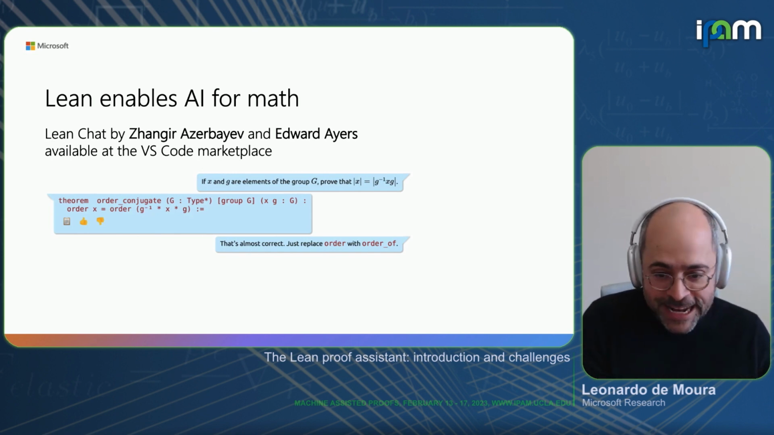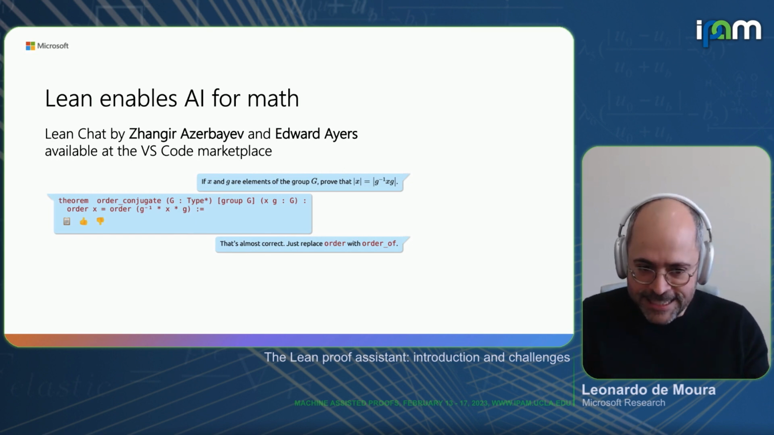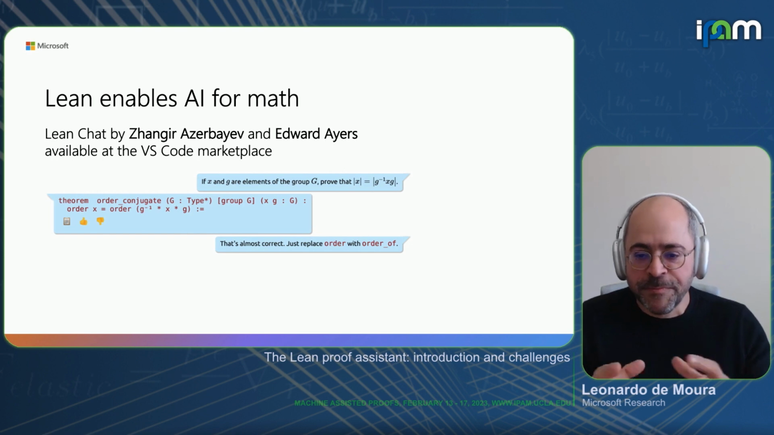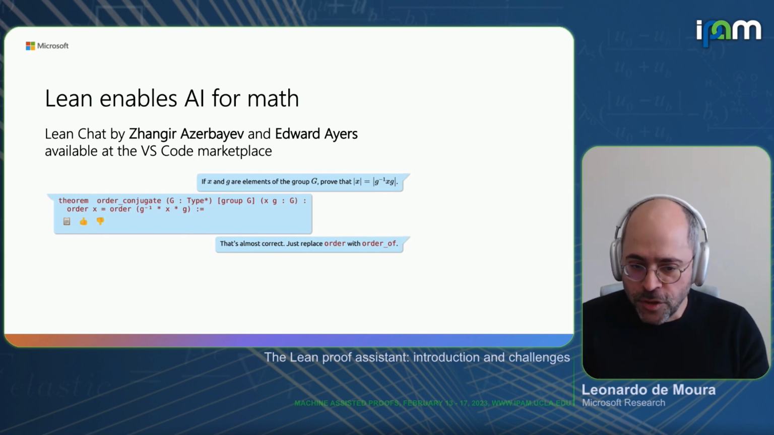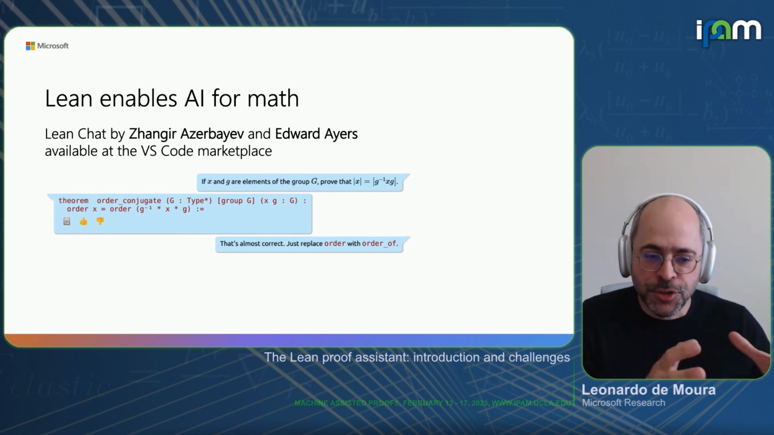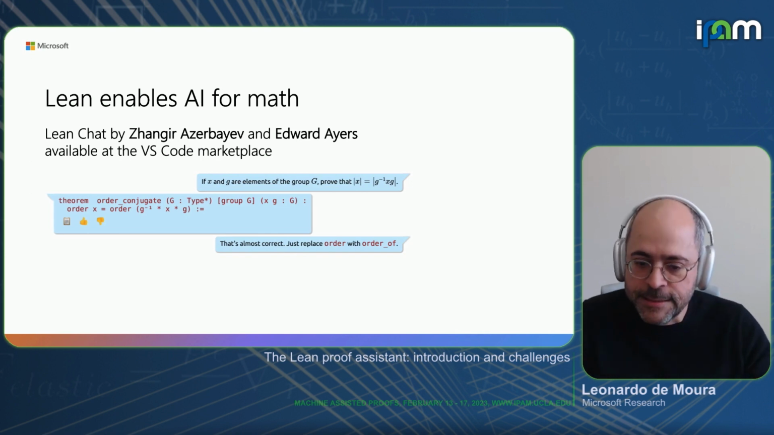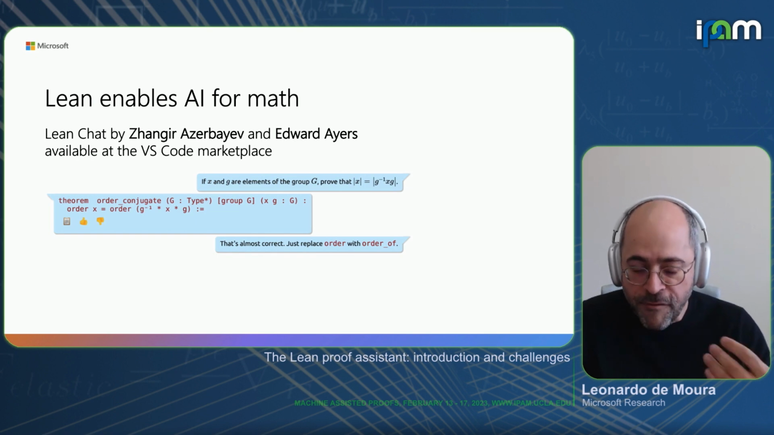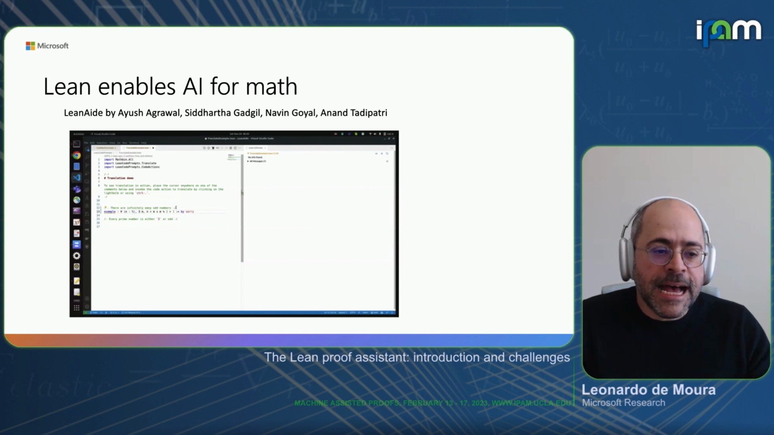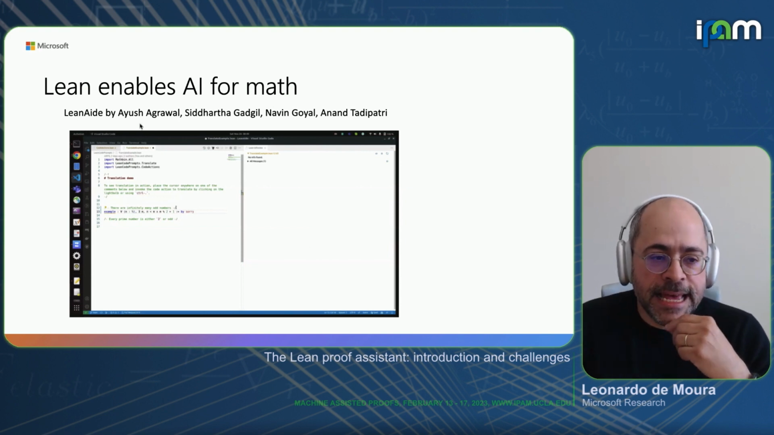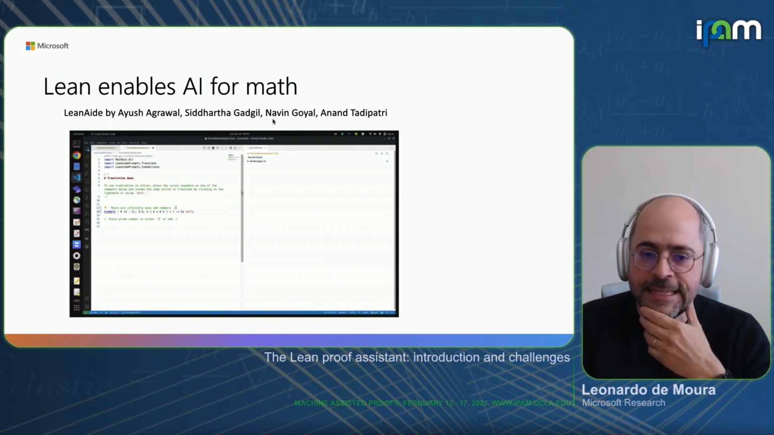You can say that's almost correct, just replace order with order half, and this interaction allows people that do not know the Lean syntax to state things in Lean syntax, just communicating with the system in English, right? I think this was a nice demo of what will be possible in the future. Another example is Lean 8 by Ayush Siddhartha. I think he's online.